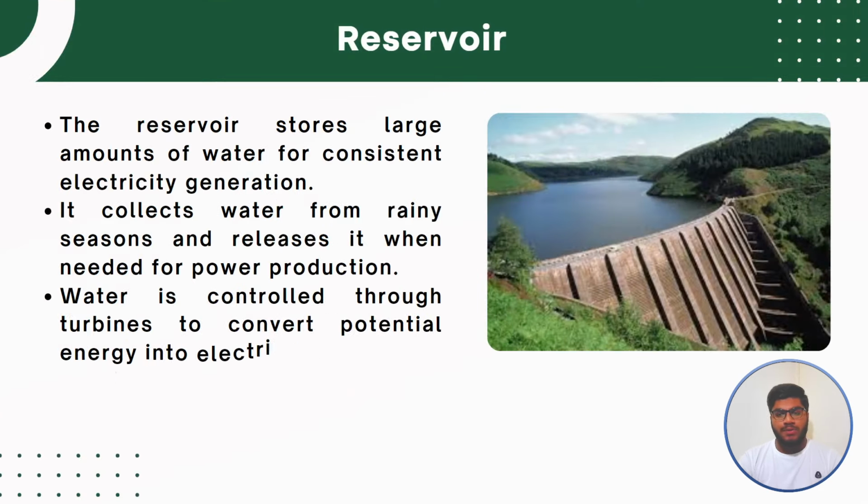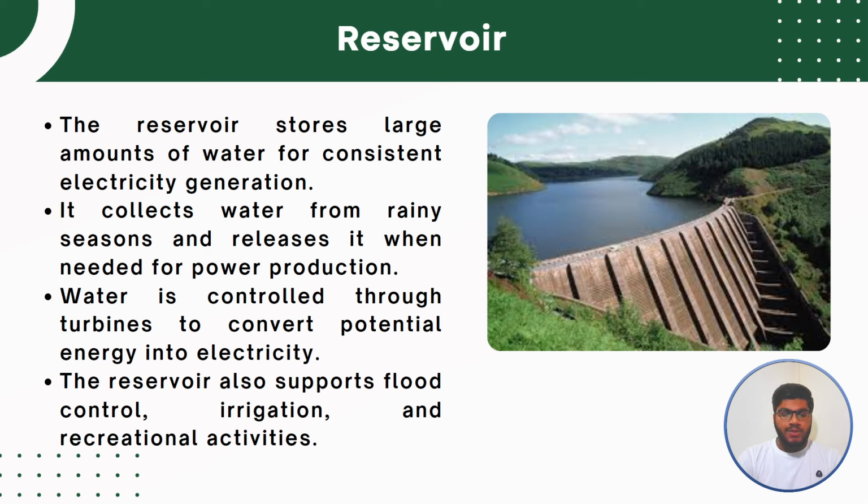Now let us discuss the next component, that is the reservoir. The reservoir stores large amounts of water for consistent electricity generation. It collects water from rainy seasons and releases it when needed for power production. Water is controlled through the turbines to convert potential energy into electricity. The reservoir also supports flood control, irrigation, and recreational activities. So this is about the reservoir.